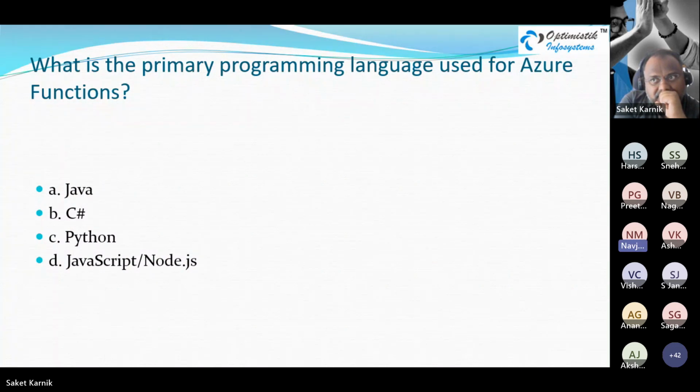So most have answered B, C#. That's right. It's C#. That is the default or primary programming language. But then all of them are supported. So as I said, there could be questions where the answers could be like all are correct. Most relevant one you have to choose. So you can write Azure function in Java, you can write in Python, you can write in JavaScript Node.js, but the primary or default language is C#. Understood? Let's move to the next question, Saket.